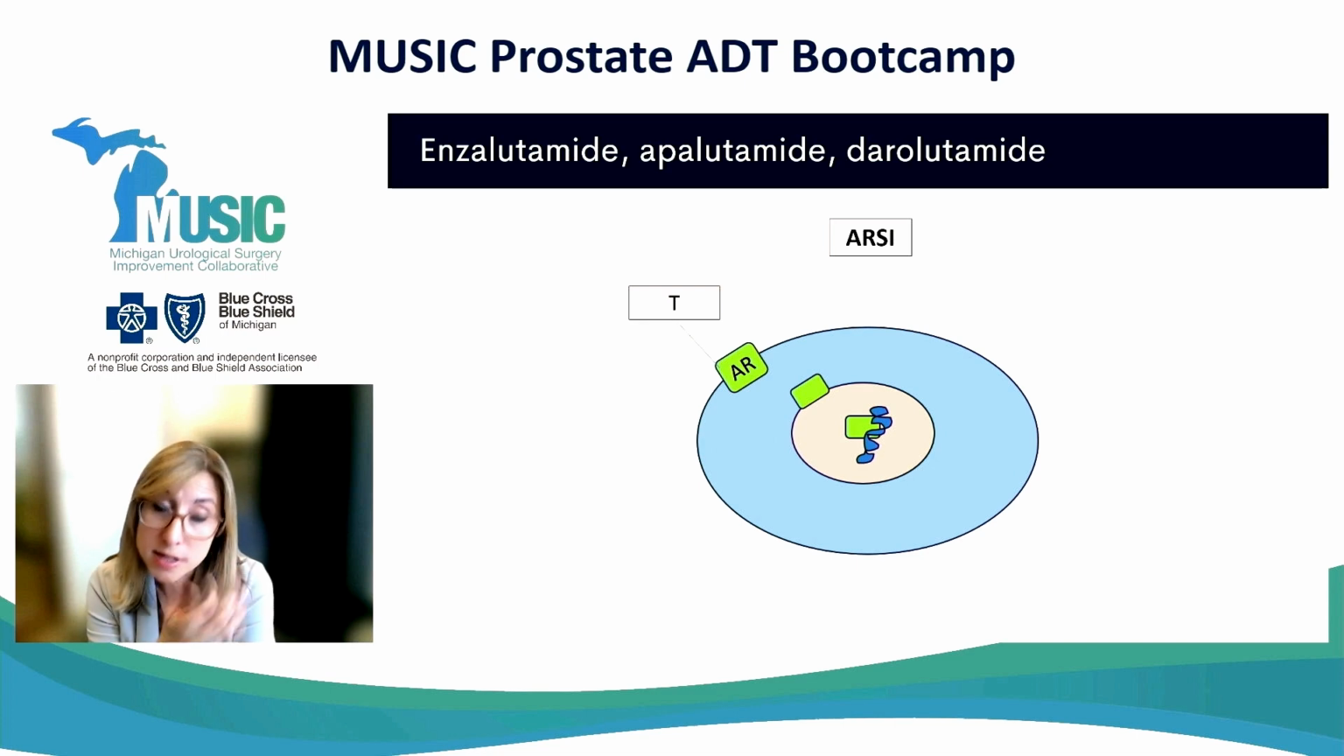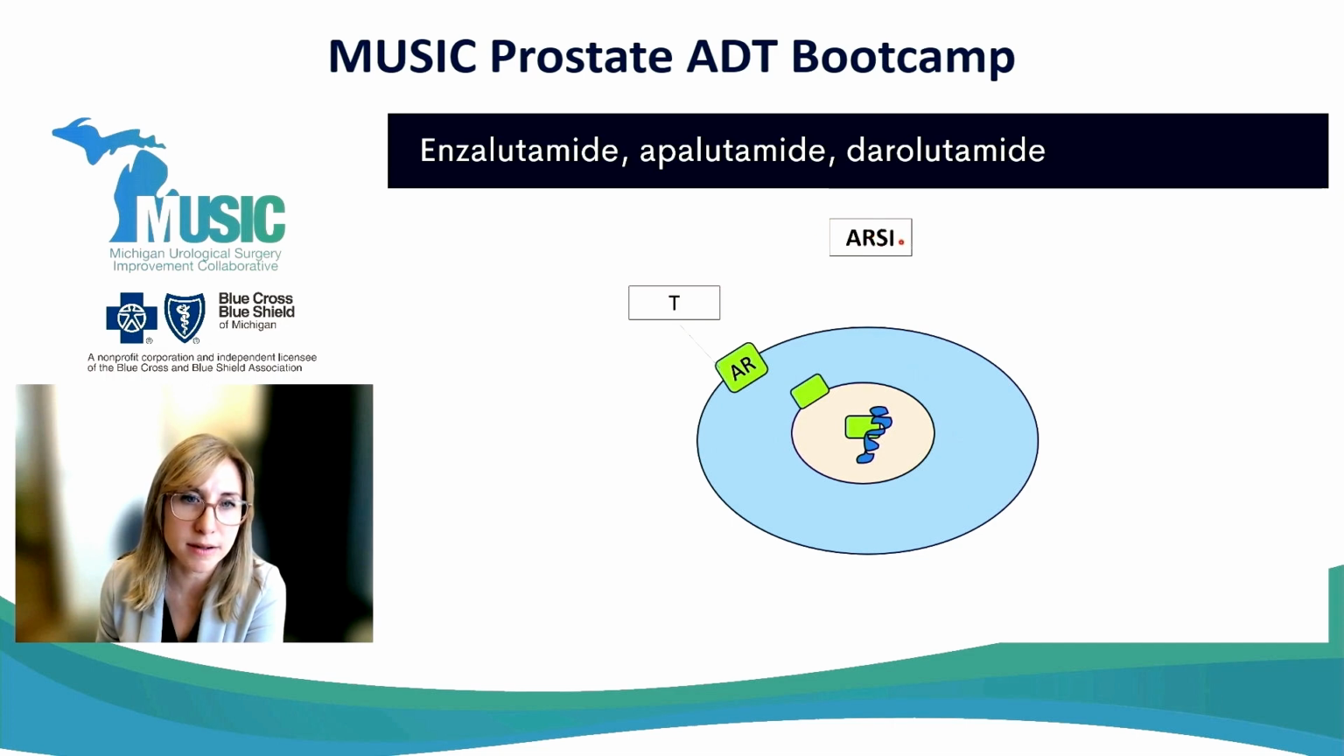Some other androgen signaling inhibitors, these are the receptor inhibitors. So they include enzalutamide, apalutamide, and darolutamide. And the way that we abbreviate them sometimes is right here, ARSI, or androgen receptor signaling inhibitor. The T over there is a symbol for testosterone, and then this is androgen receptor. And then this is a prostate cancer cell.